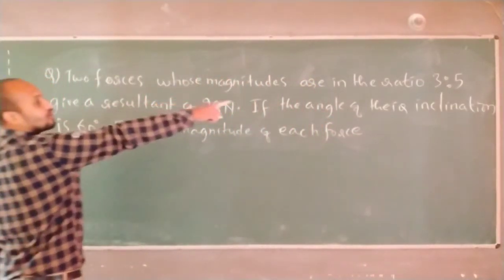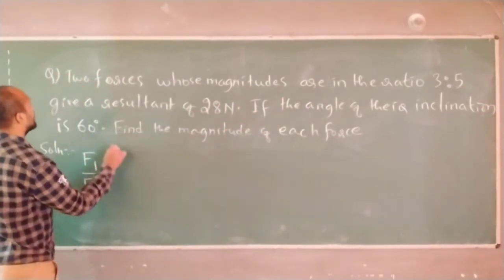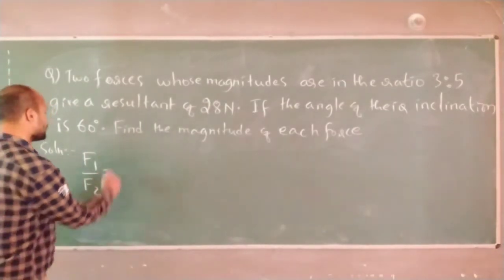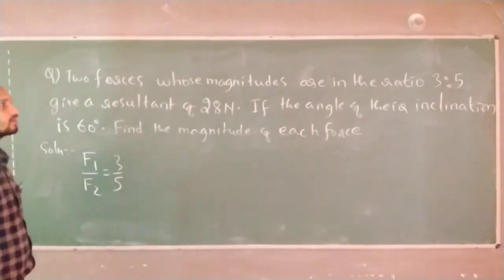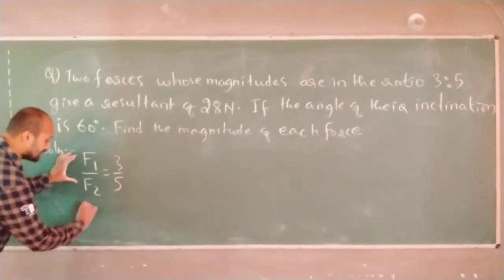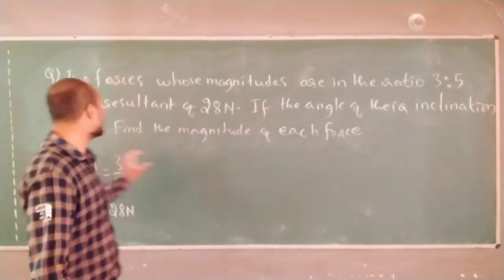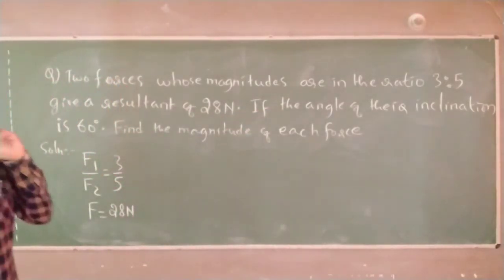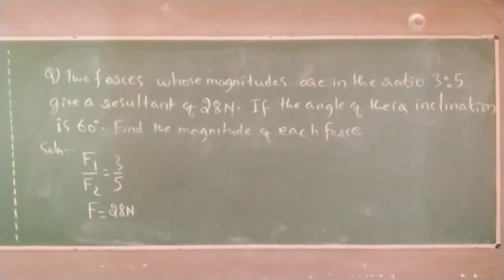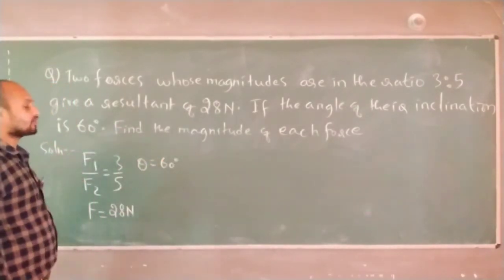Two forces whose magnitudes are in the ratio, he is giving you F1 by F2 is equal to 3 by 5. They give a resultant of 28 Newton. Let us take the resultant F as 28 Newton. If the angle of their inclination is 60 degrees, that means he is giving you theta. The theta between the two forces is 60 degrees. Find the magnitude of each force.